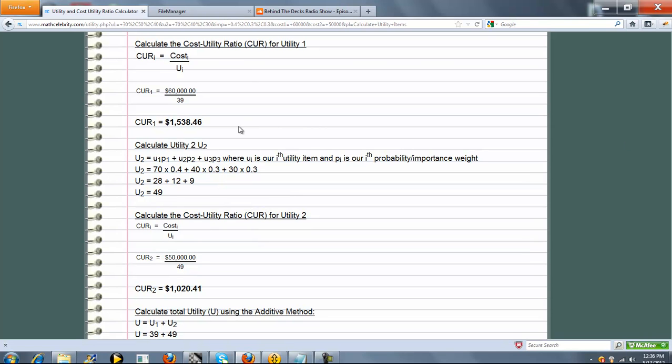Now we do the cost utility ratio again. The cost for item 2 was 50,000, and its utility value was 49. So we evaluate that, we get 1,020.41.